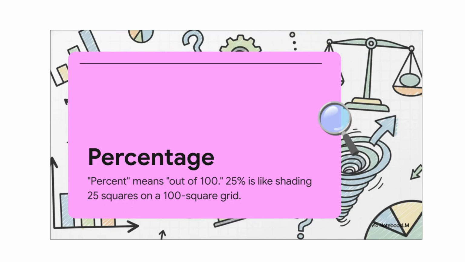All right, first up, percentages. You know, the word itself kind of gives the game away. Percent. It literally just means for every 100. So if you see 25%, all you have to do is picture a big grid with 100 little squares. 25% is just 25 of those squares filled in. That's it. Super simple, right?